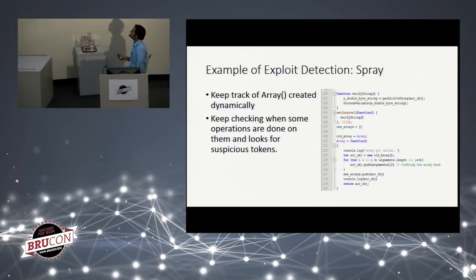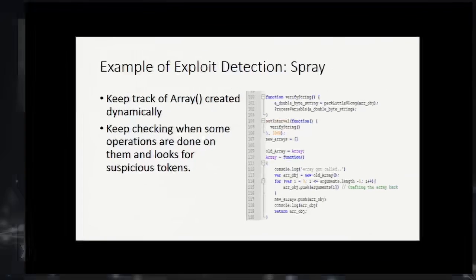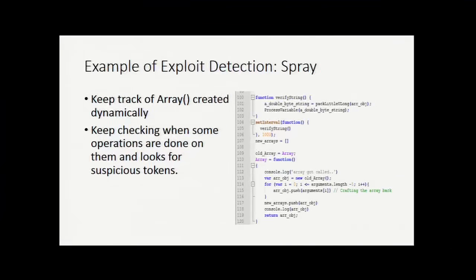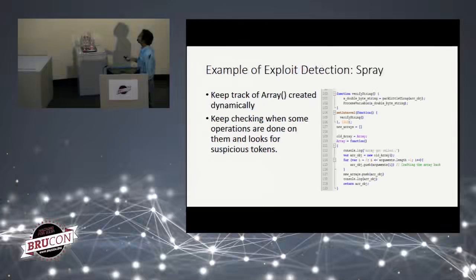Let's start from line 109. We want to hook the Array function. We are saving the instance of Array in an old Array variable, and we are redefining the function Array. So whenever Array is called, we can easily intercept the arguments and what operation is being done. We are also saving an instance of the array whenever arrays are created dynamically inside browser memory, in a list where the new array objects being created in memory are stored.